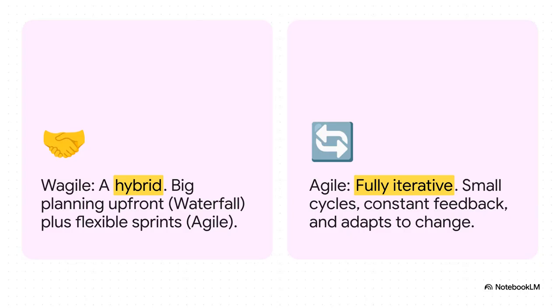So let's start with the bird's eye view. Wagile is a hybrid. It gets its name from mixing waterfall and agile. You get the big, heavy, upfront planning from the old-school waterfall model, and then you bolt on the flexible, short sprints from agile. Pure agile, though, is iterative right from day one. It's all about short cycles, getting constant feedback, and being able to change direction on a dime.